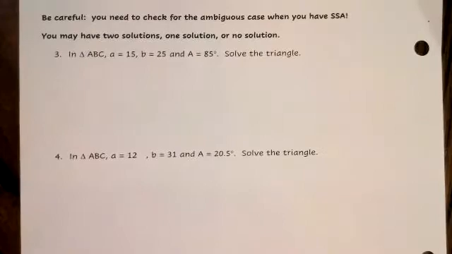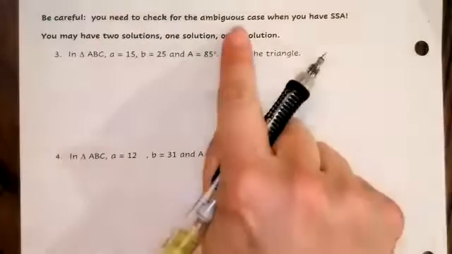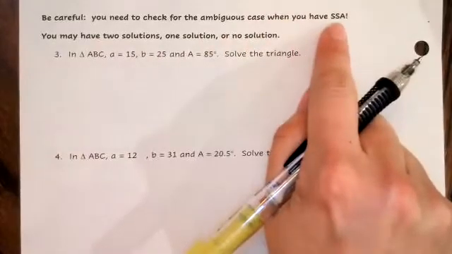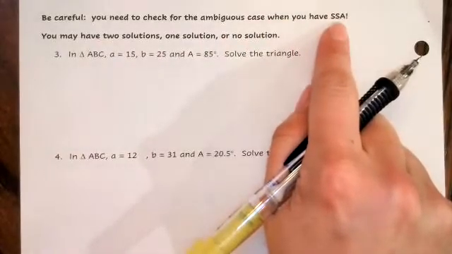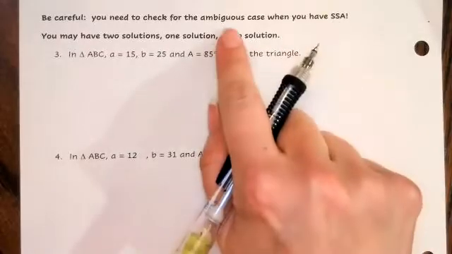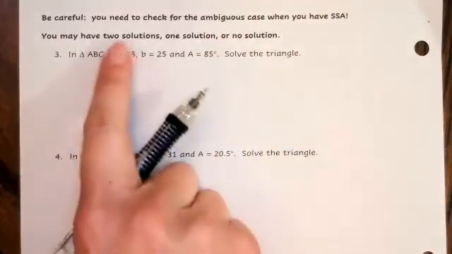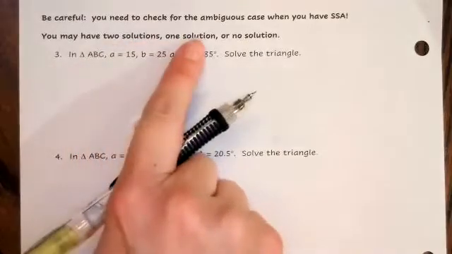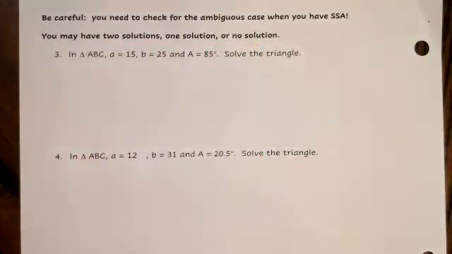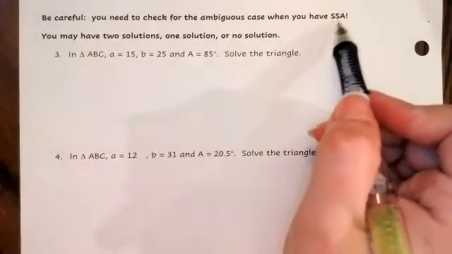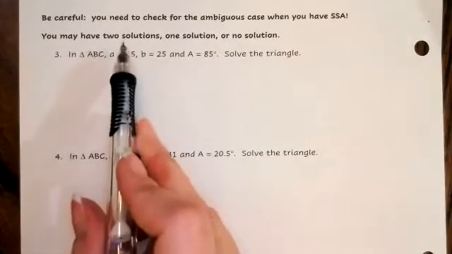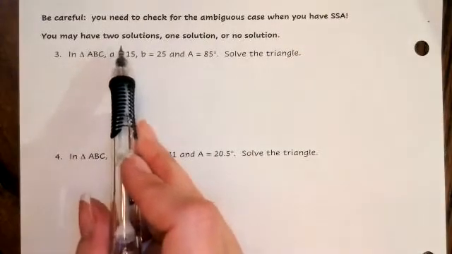All right, it tells us here that we want to be careful when we have ambiguous cases. That happens when we have side-side-angle. So if you're given two sides and an angle, then you have an ambiguous case. And that means that you can have two solutions, one solution, or no solution. If you are given side-side-angle, there is a possibility that it can create two different triangles.